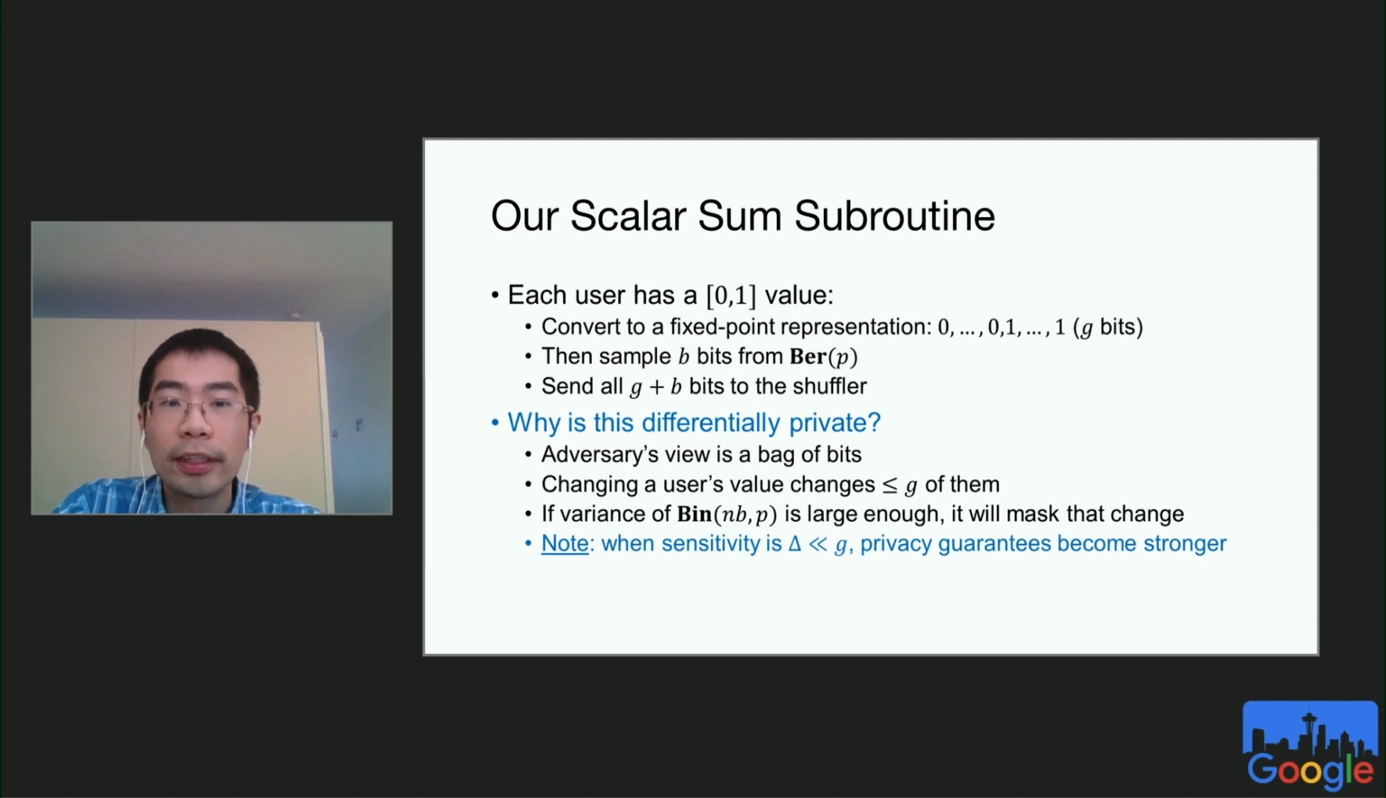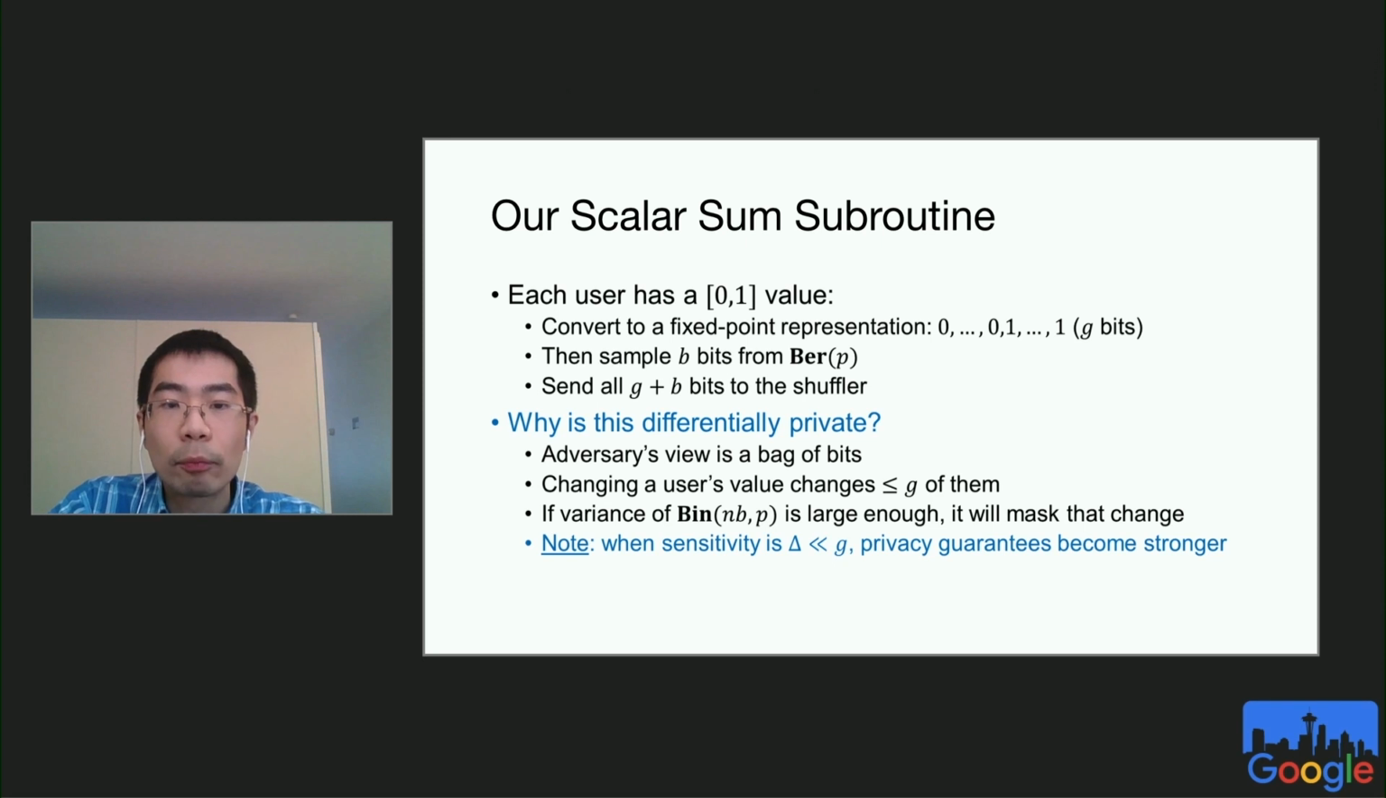So what is our scalar subroutine? Each user has a numerical value between 0 and 1. We convert it to a fixed point representation of G bits, and then we also sample B bits from a Bernoulli. So now we have G plus B bits, and I'm going to send them all to the shuffler.